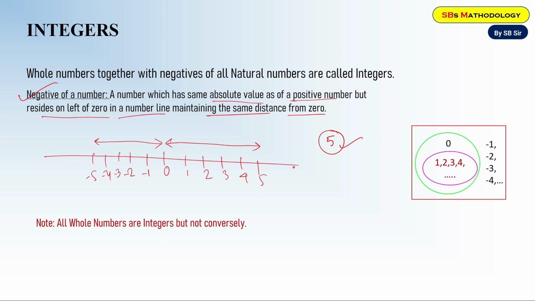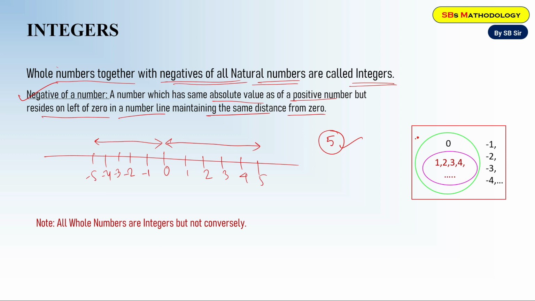Now this will help us understand the integers. What are the integers? Whole numbers together with the negatives of all natural numbers are called integers. We have already understood that whole numbers include 0 and the natural numbers. If I include the negatives of the natural numbers, it gives us the integers, and if you look at the diagram you can easily understand what the integers are and what they include, right?